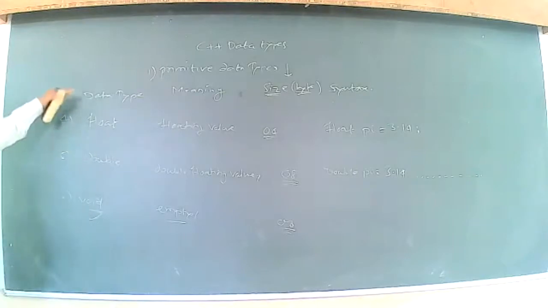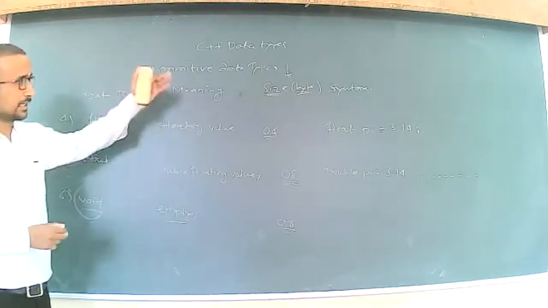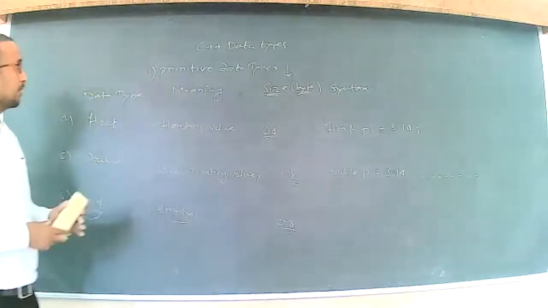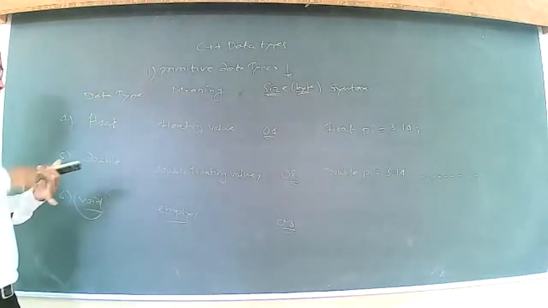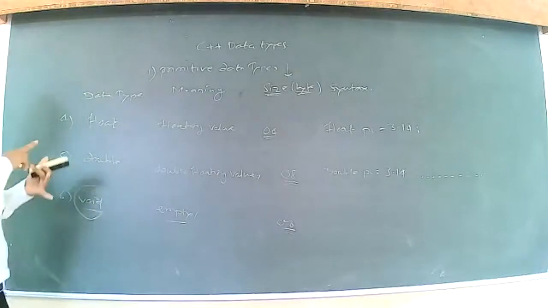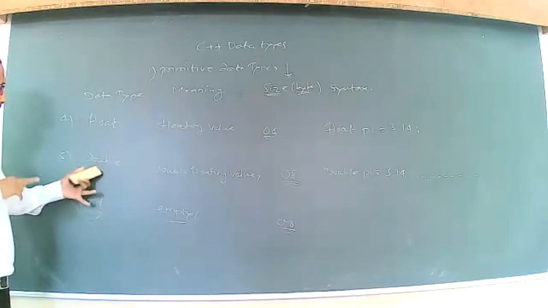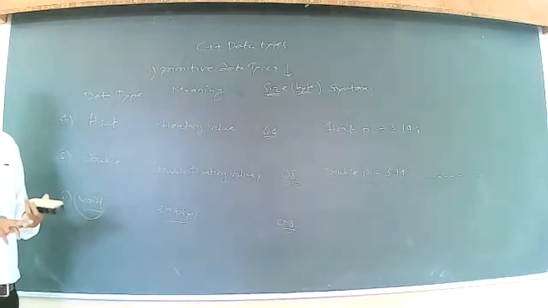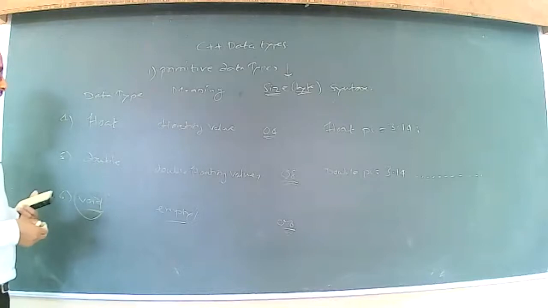Okay, so these are all the primitive data types we just discussed with respect to their meaning, size, and syntax. This is all about the primitive data types. We just discussed 6 primitive data types. The first one was boolean. After that, we have integer, then float, double, void, and we also discussed the character data type. Okay, this is all about your primitive data types.